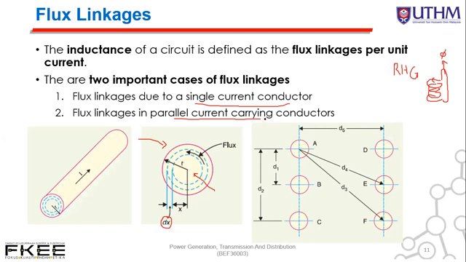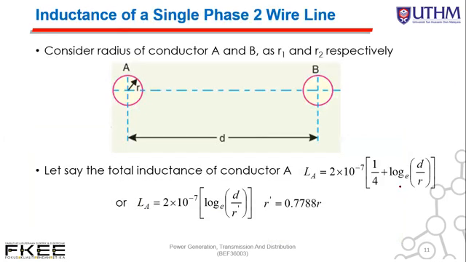In the case of parallel current carrying conductors, the flux linkage and inductance will also be generated between two conductors. For example, between conductor A and conductor B there is a distance D1, so inductance will be generated. Between A and C there is D2, so inductance 2 will be generated. Similarly, between A and D, inductance L5 will be generated. A and E, A and F, and so on.